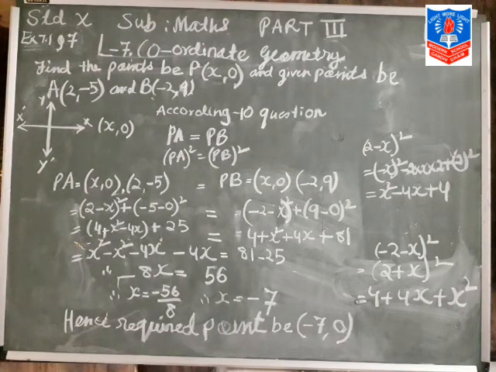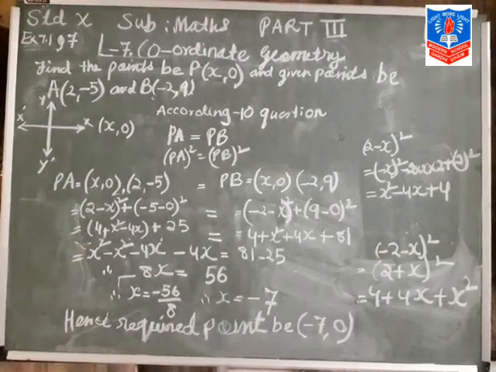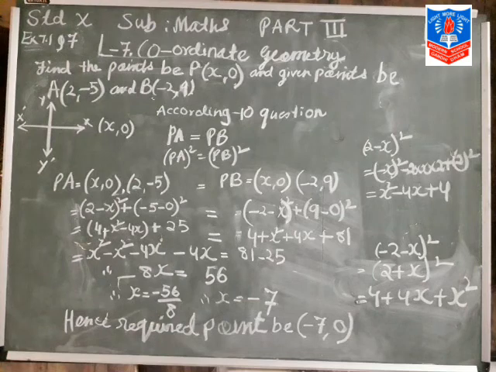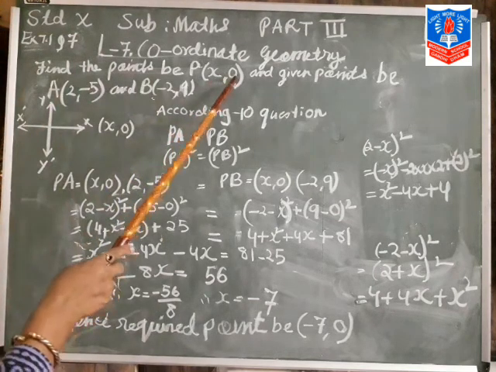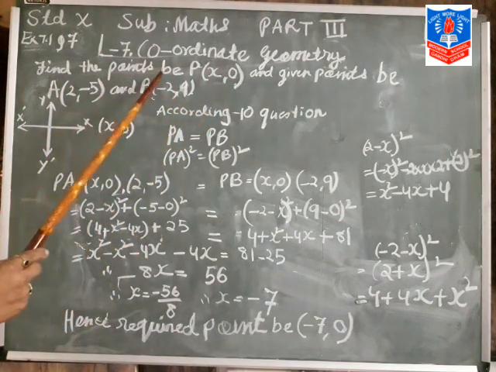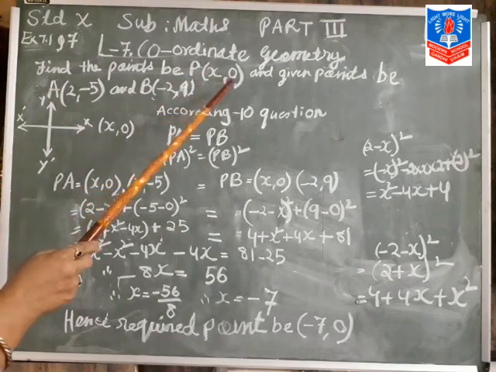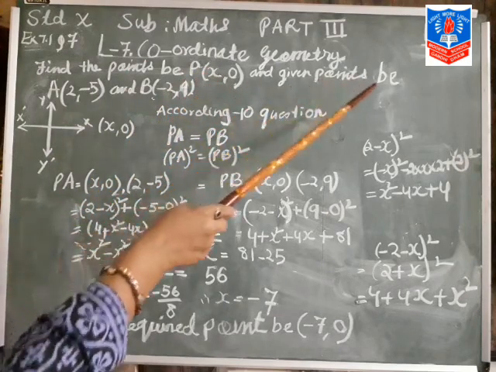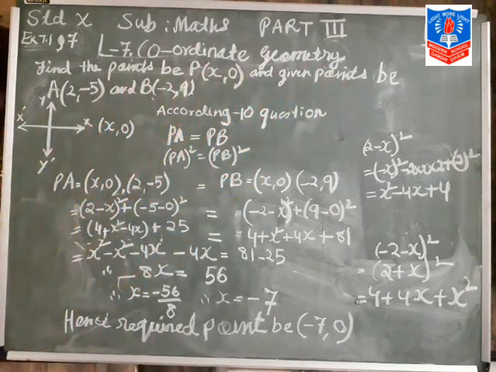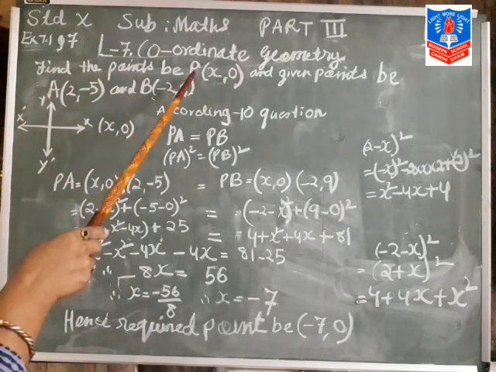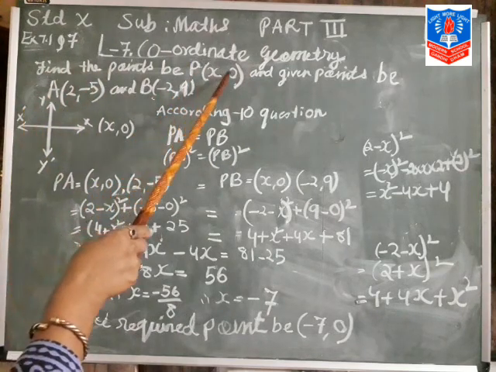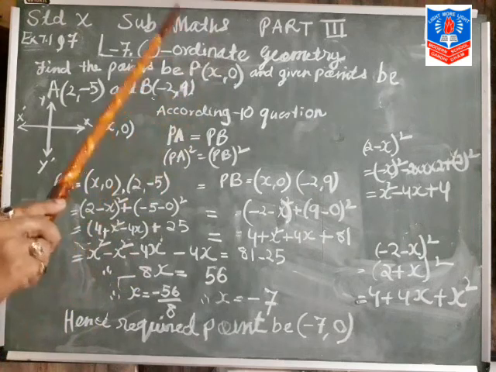This is question number 7.1, which is a continuation. We have to find the point P, (x, 0). Points A and B are given, but P is given as (x, 0). It is on the x axis.